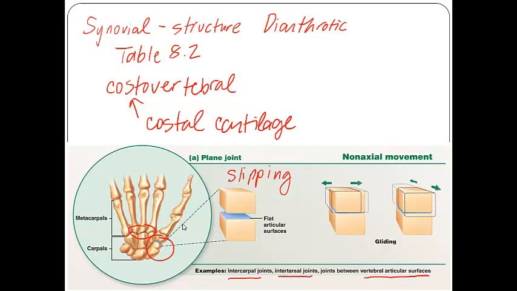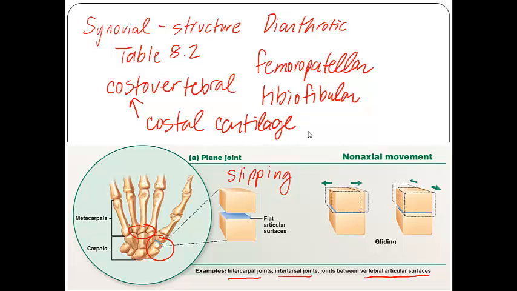And these are also found in that table. Another example of a planar joint would be the femoropatellar joint. And so this would be between the flat surface of the femur and where it articulates with the patella. Another example would be the proximal tibiofibular joint. So where the tibia and the fibula are going to articulate. And then we also have the tarsometatarsal joint, which would be in addition to the intertarsal joint.